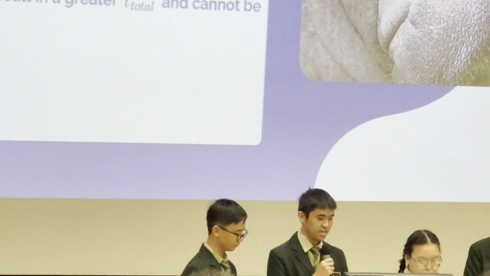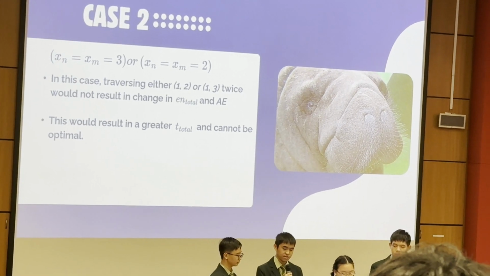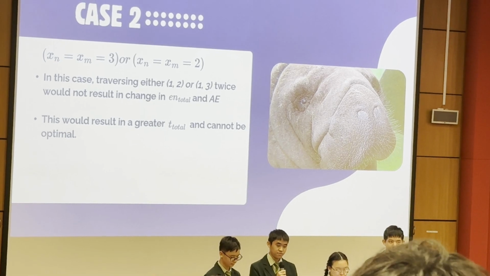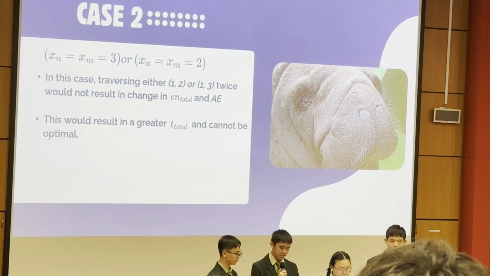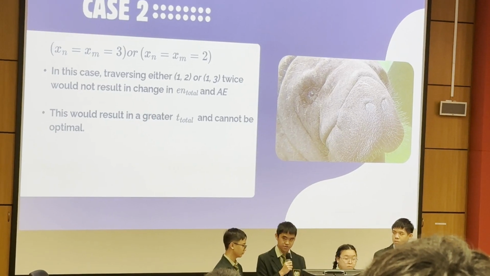Now, let's consider a second case where xn and xm both equal node 3 or 2. In this case, traversing either the edges 1-2 or 1-3 twice would not result in a change in total enjoyment. Thus, this would result in a greater time value without actually contributing any enjoyment and cannot be optimal as well. Now, I'll pass the time to Matthew to discuss how we implemented our algorithm.